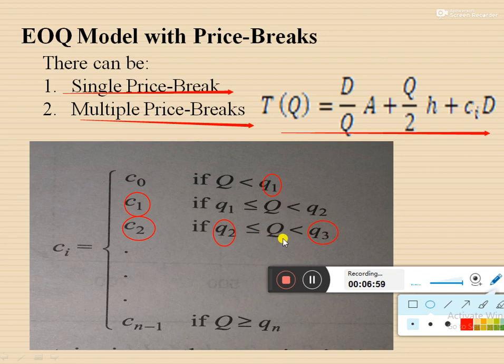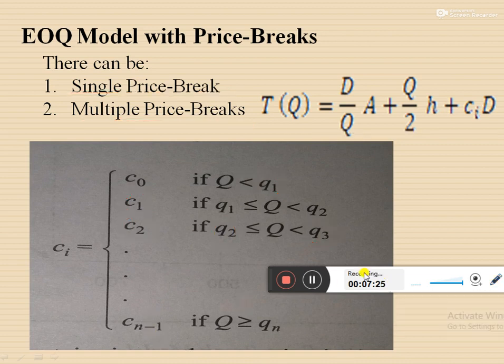It means if the quantity ordered is less than a particular quantity Q3 and greater than or equal to a particular quantity Q2, then the buyer would get the C2 price break, or would get the delivery at this price, and so on. These price breaks can go up to n-1. So while dealing with such situations, always remember that to calculate the total cost, we need to consider ordering cost, holding cost, and purchasing cost as well.